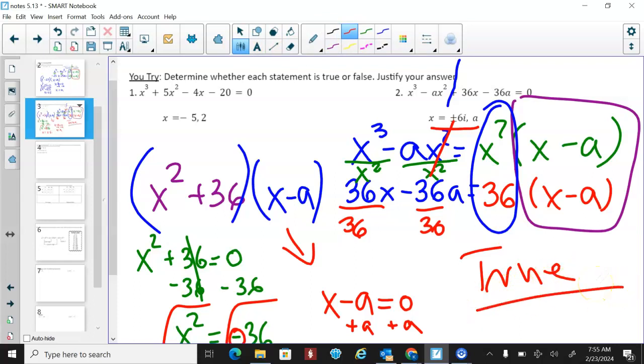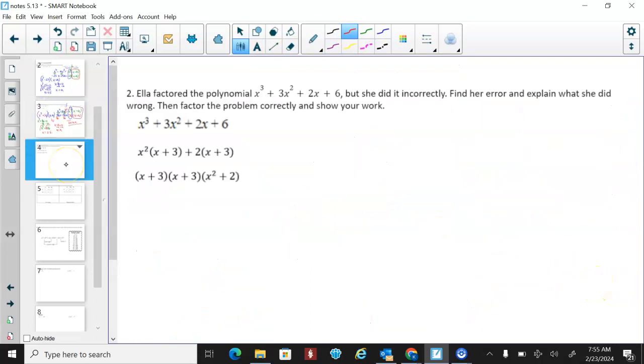The answers were correct. All right, here it's error analysis. Ella factored the polynomial x cubed plus 3x squared plus 2x plus 6, but she did it incorrectly. Find an error and explain what she did wrong, then factor the problem correctly and show your work. All right, let's just work it out.